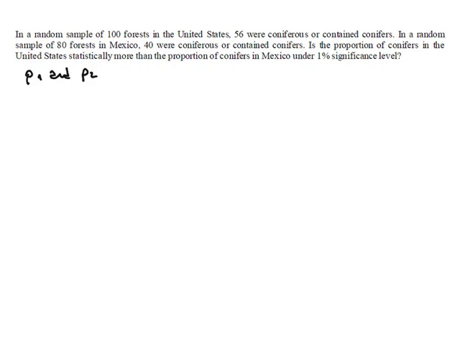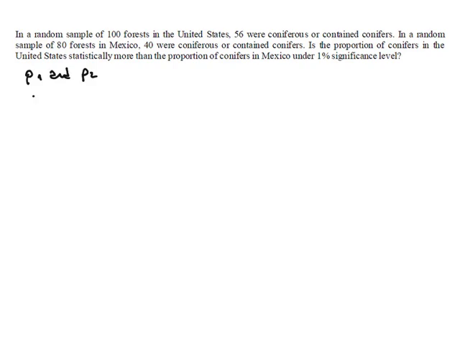In a random sample of 100 forests in the United States, 56 were coniferous or contained conifers. In a random sample of 80 forests in Mexico, 40 were coniferous or contained conifers. Is the proportion of conifers in the United States statistically more than the proportion of the conifers in Mexico? Under 1% significance level. So we need to just compare the proportions of the United States and Mexico.